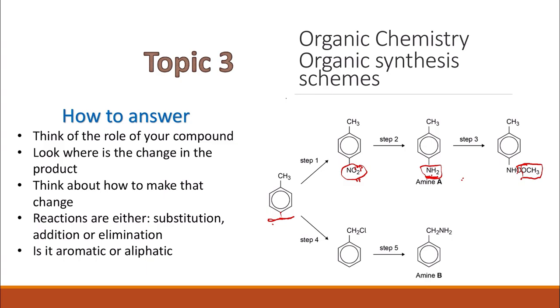Step 4 here, the change here is the addition of this chlorine on the aliphatic side chain here on the CH3. This is aliphatic, so this has to be the radical chain reaction. So we use the chlorine with the UV light. And then the final step here is that we change the chlorine into an NH2. You remember this is nucleophilic substitution when you make amines from alkyl halides. So we need to use ammonia in this reaction, and this is a nucleophilic substitution reaction.